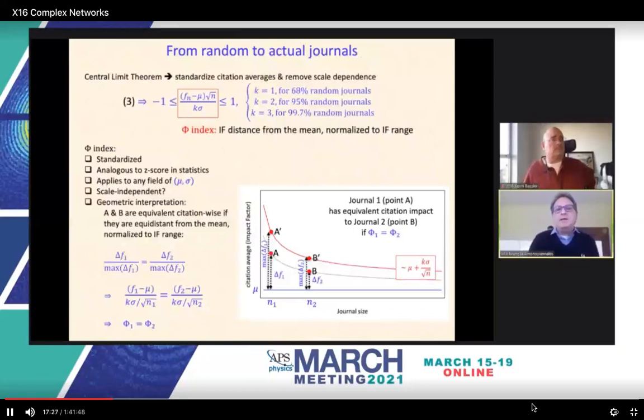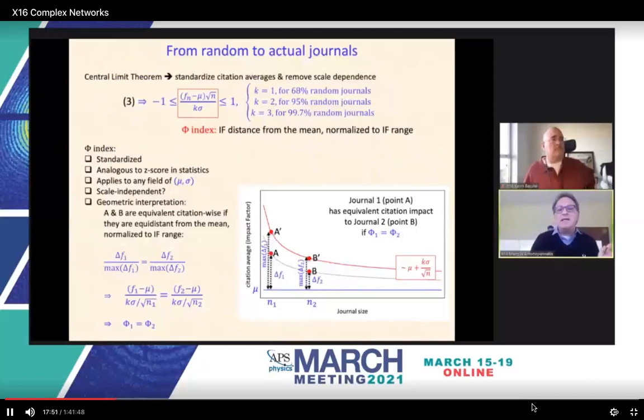Immediately we see that, defined this way, the phi index is standardized because it is analogous to the z-score in statistics. It can be used to describe citation averages in different fields, because you just plug in the mu and the sigma of the different fields, and then you get the rescaled citation average, the phi index. It remains to be seen whether it is scale independent.